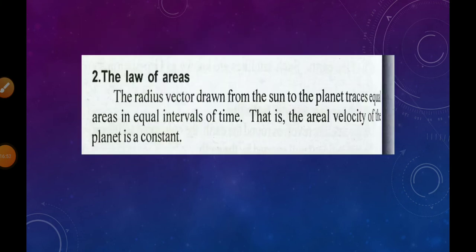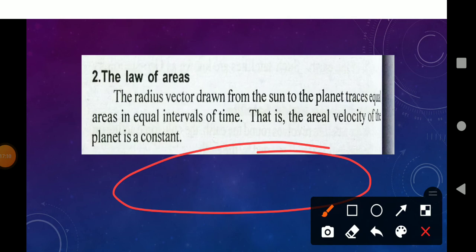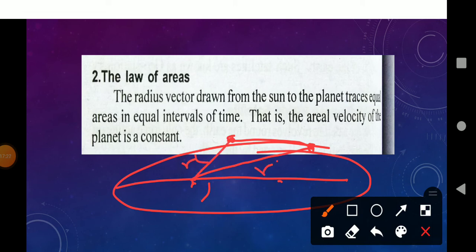Now the second law, the law of areas, states that the radius vector drawn from the sun to the planet traces equal areas in equal intervals of time, that is, the areal velocity of the planet is constant. If you consider an elliptical orbit, you have two foci, and the sun is at one of the foci. Let this be the position of the planet, at r1, then the planet moves here and reaches r2. So the radius vector drawn from the sun to the planet traces equal areas in equal intervals of time, that is, this areal velocity is constant.